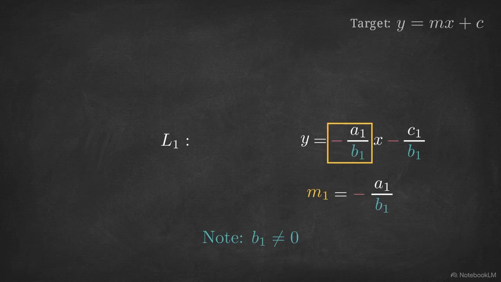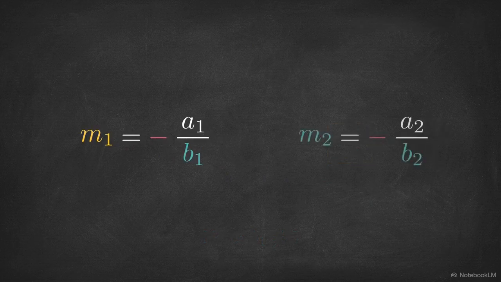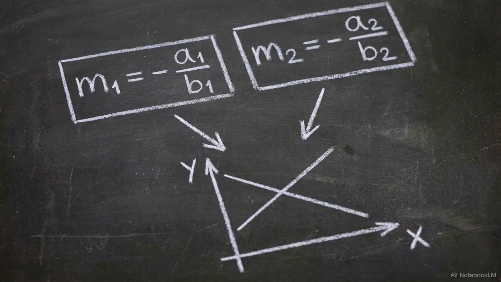We now identify the slope of the first line, m1, as negative a1 over b1. Applying the same steps to the second line gives its slope, m2, as negative a2 over b2. These two expressions serve as the link between the coefficients and the geometry of the lines. We now use these slopes to test our conditions.